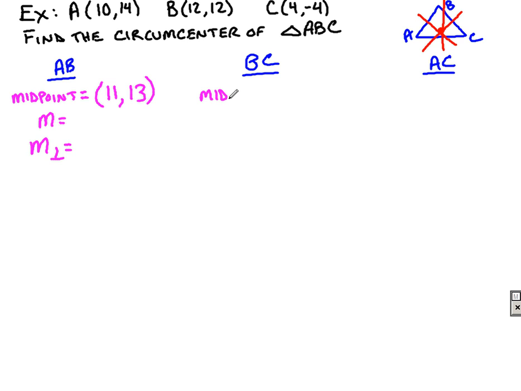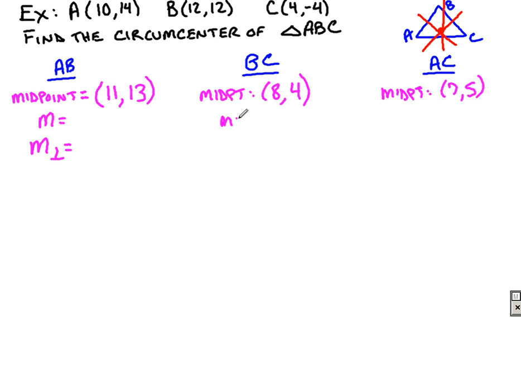Let's do all the midpoints real quick. For BC, we'd be looking at 12 and 4, so the x value is going to be 8. And then for 12 and negative 4, we'll have 8 divided by 2 to get you 4. And then for AC, the midpoint here, do the same thing. You should get 7 and 5.